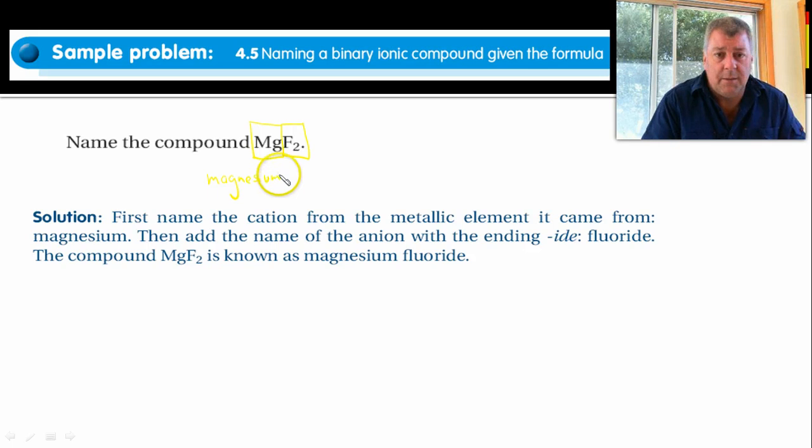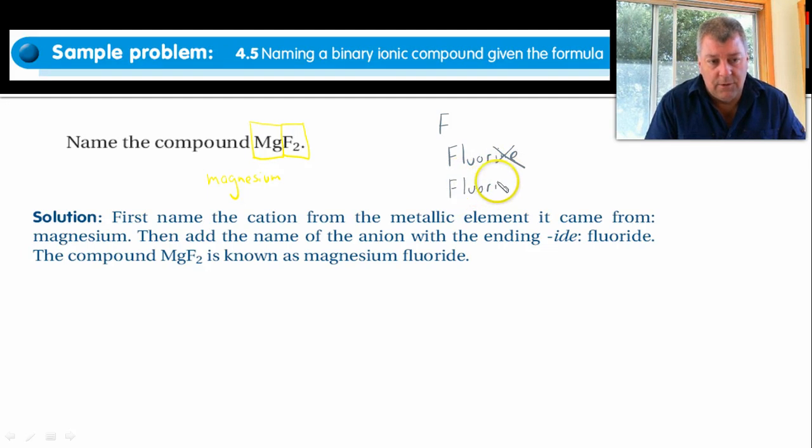I might change that colour, it's a bit dull. And then we need to know the name of F2. Now the 2 is just a multiplier to make the formula balance. So what we're looking at is fluorine, and there's two ways of doing it. You can recognize that F is the symbol for fluorine, okay, but because it's in an ionic compound, we get rid of the -ene and we replace it with -ide, fluoride, which you've probably heard of. And so this would be magnesium fluoride.